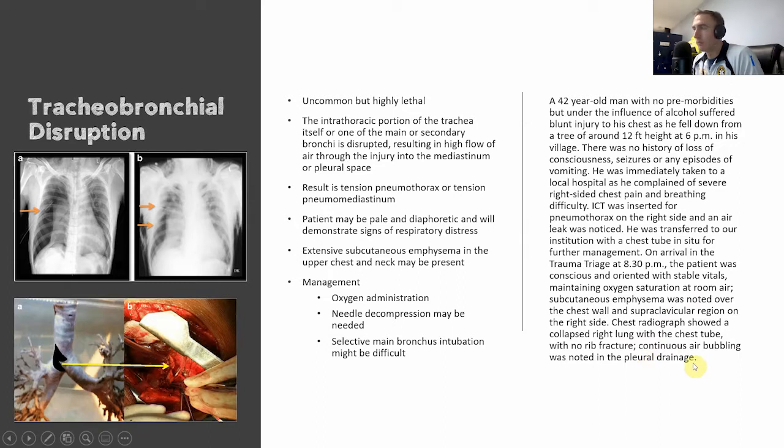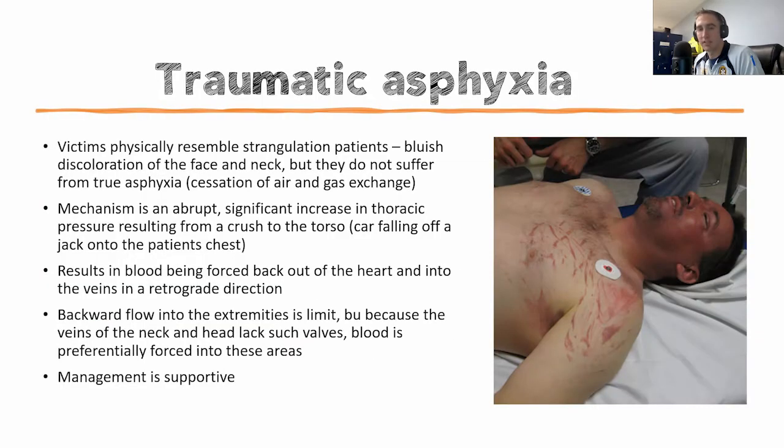Now, if you've been taught how to troubleshoot a chest tube and a pleural drain, you know that usually continuous bubbling is caused by a leak in the system. Well, that leak could be from a tracheobronchial disruption if you have properly troubleshooted the rest of the system. Traumatic asphyxia is pretty interesting.